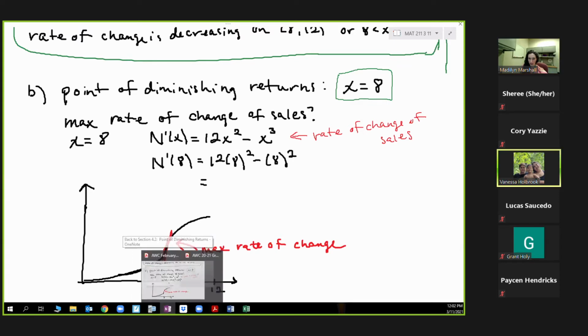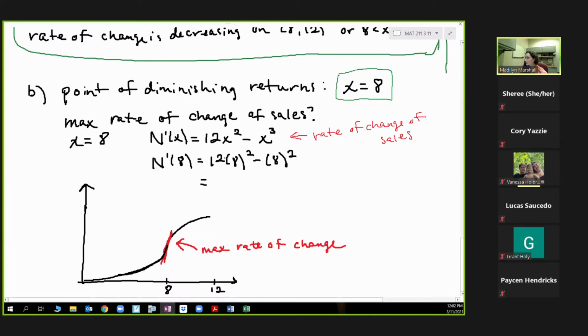That last one's a cube. Oh, thank you. Okay, so we have 12 times 8 squared minus 8 cubed, which is 256.